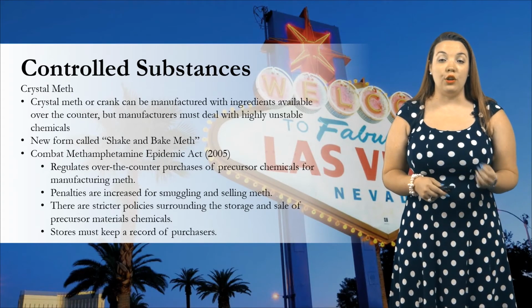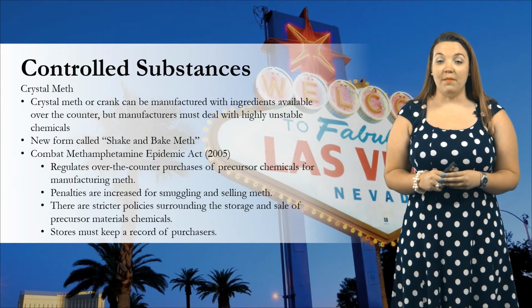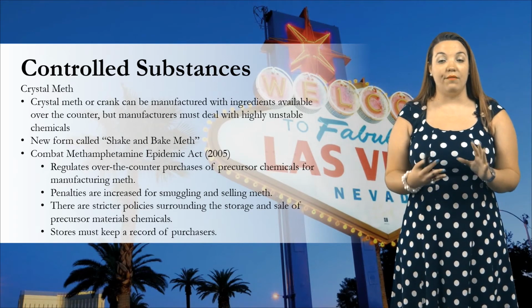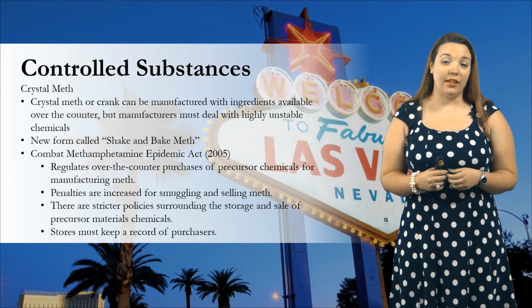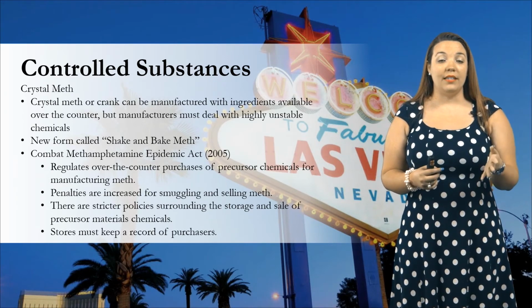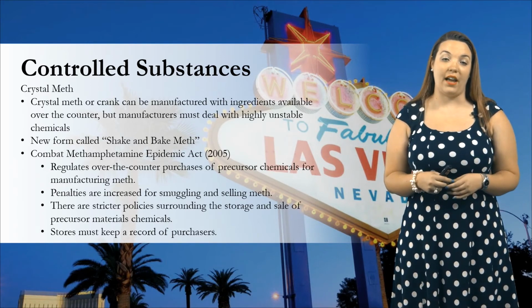More recently, a new form of crystal meth has developed called shake and bake meth. Shake and bake meth still uses over-the-counter items, but the recipe has evolved, and now we see a form that can be cooked just by using a 2-liter soda bottle as the cooking vessel. With the increases in meth use, we see an increased crackdown on its manufacture.